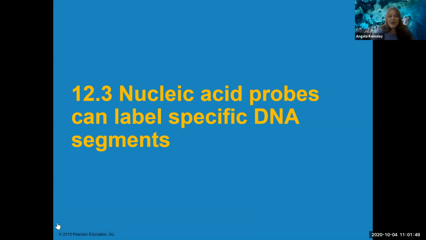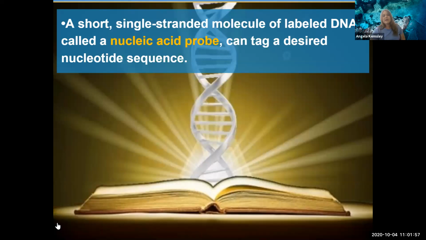All right, so let's move on to nucleic acid probes. Nucleic acid probes are able to label specific DNA segments. So let's take a look at that. A short, single-stranded molecule of labeled DNA is called a nucleic acid probe, and that can tag a desired nucleotide sequence. You can see my picture of the book in the background. We quite often refer to this as a DNA library.